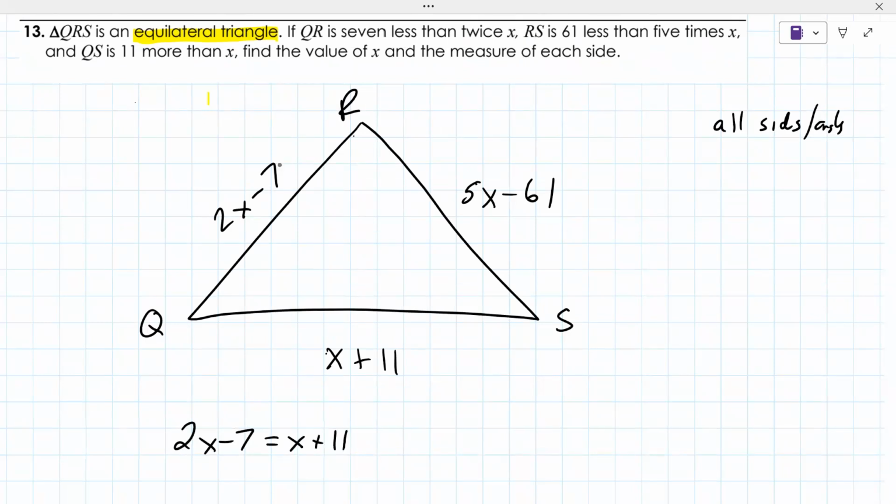I'm going to just step away for 30 seconds, but I'll be right back. Okay. Let me know if you have any questions about how to solve this for X.